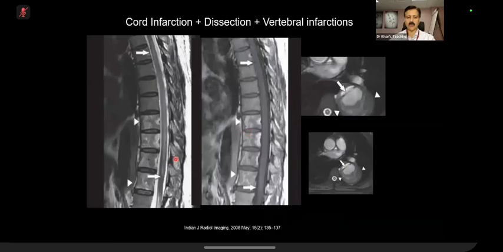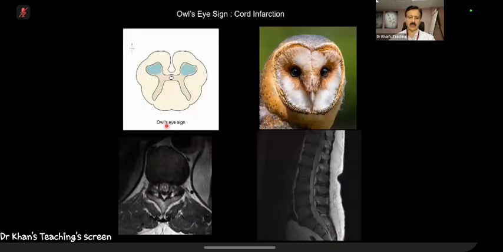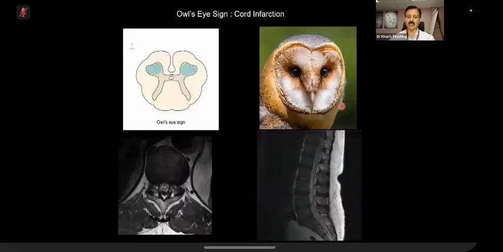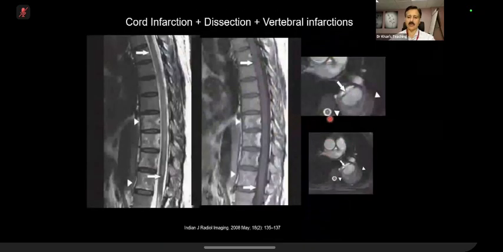So you will get high signal in the cord on the sagittal sequence, but this H pattern, I'm not saying that all acute infarctions, cord infarctions will be H-shaped, but if they are, it's very specific. Otherwise, the whole of it will be high signal. Look at this one. It looks more of a rounded type of shape.